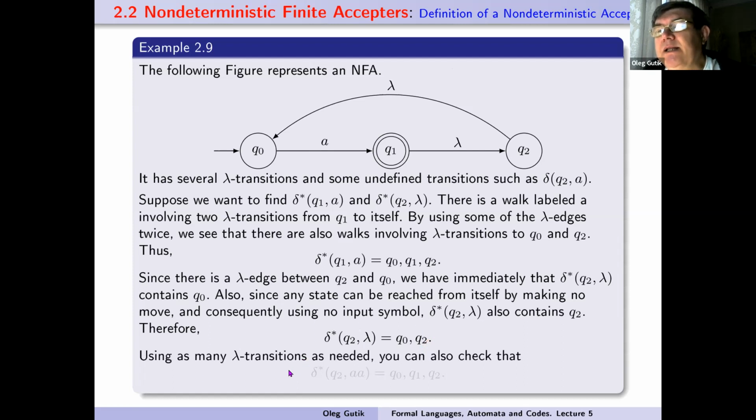Using as many lambda transitions as needed, you can also check that delta star of Q2, a is equal to the set Q0, Q1, and Q2.